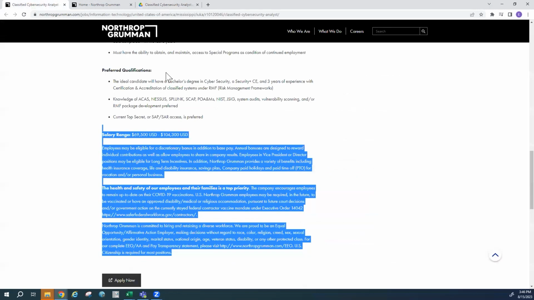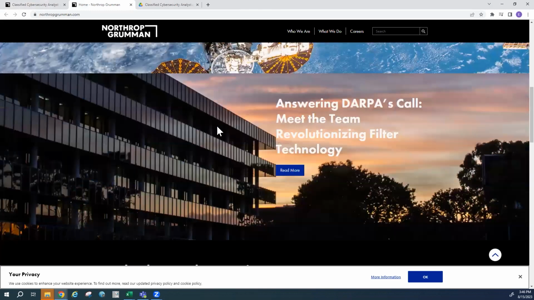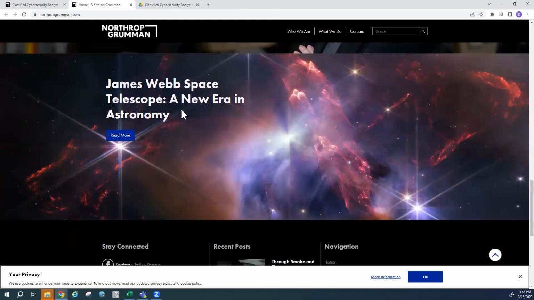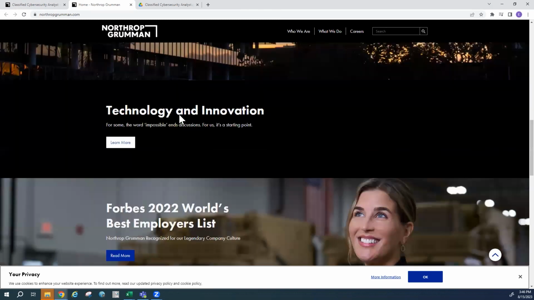Now, take a look at the company as well. You can take a look at the company. Let's take a look at them. Forbes 2022 World Best Employer List. I think this company might be a very good one and you're going to get a lot of benefits working with them.